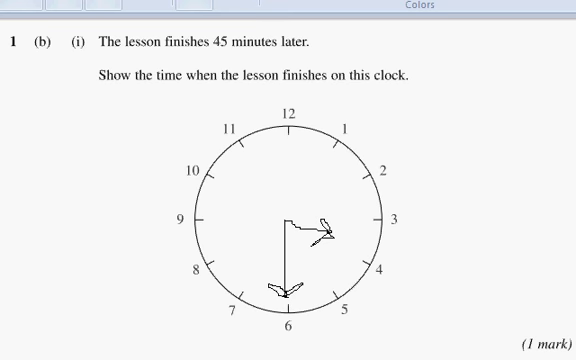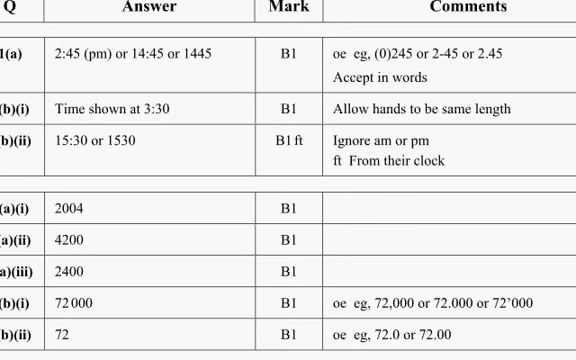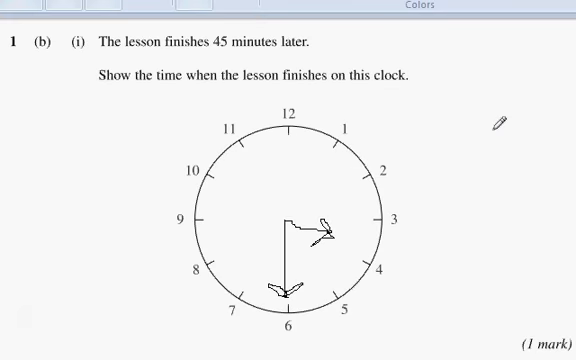Let's check to see if we got the correct answer. 1B, part 1, time shown at 3:30. That's 1 mark, and it says allow hands to be the same length. So even if the hands are the same length, you would get 1 mark, and our clock does show 3:30.